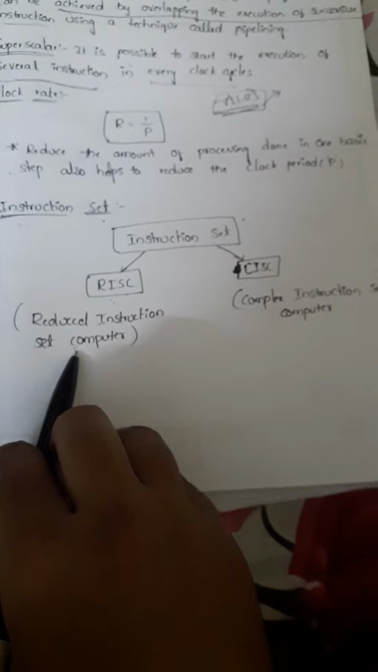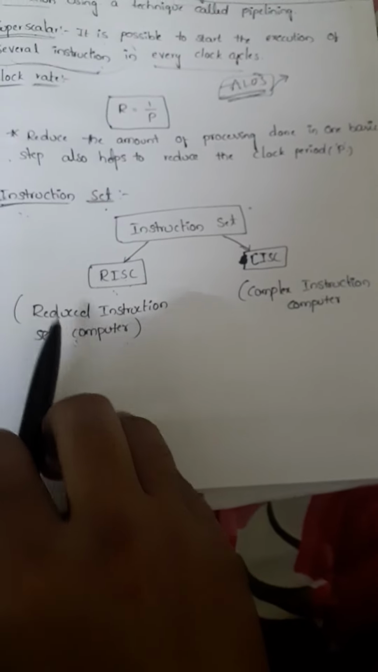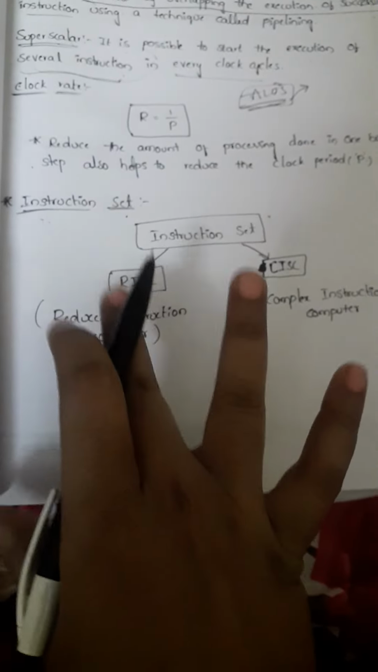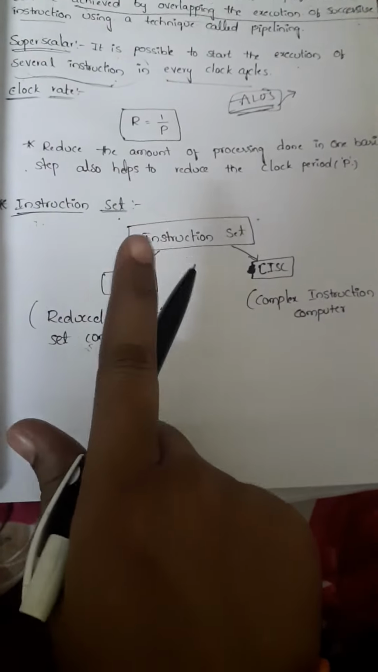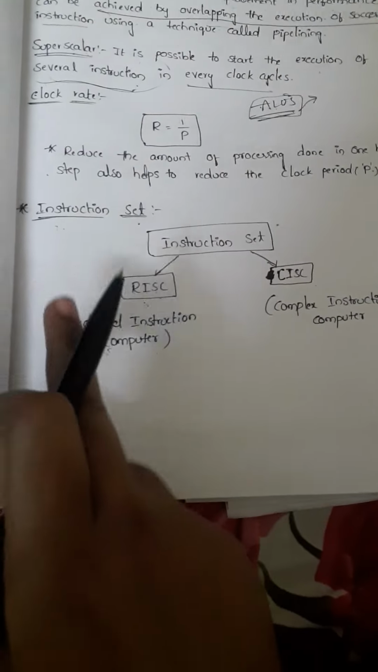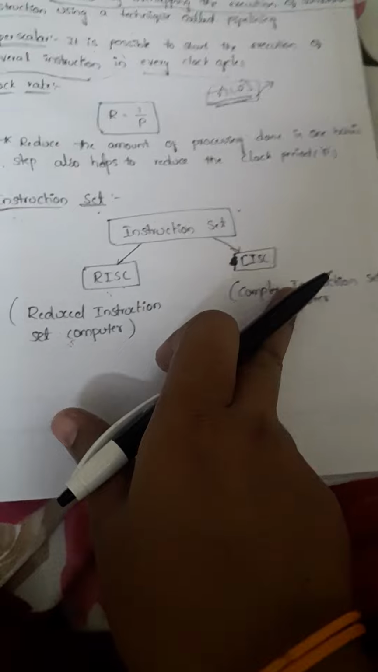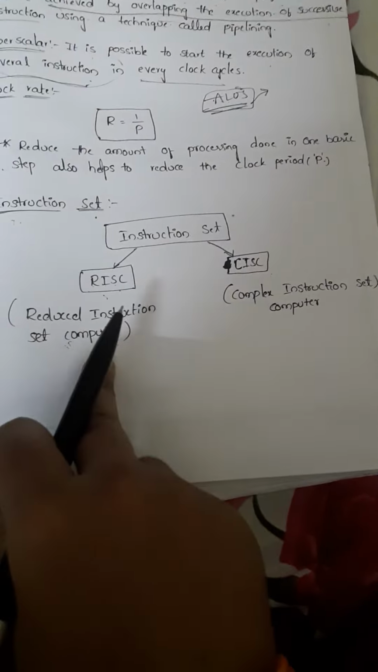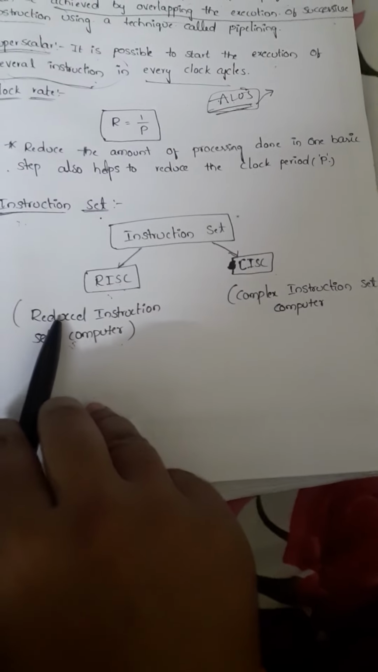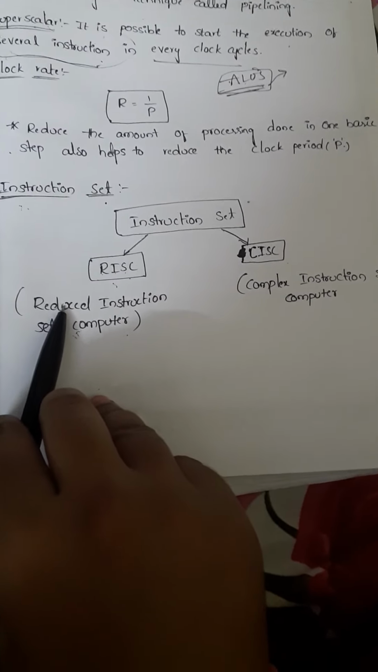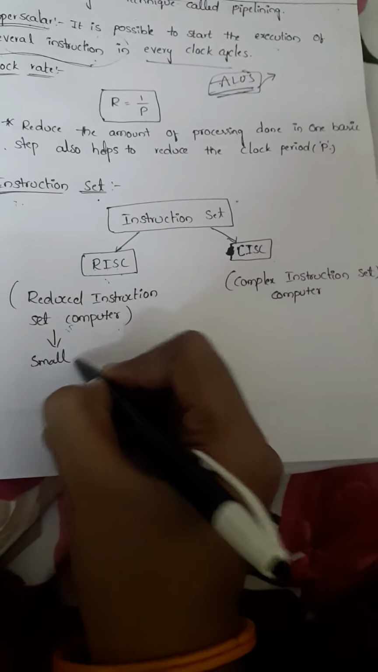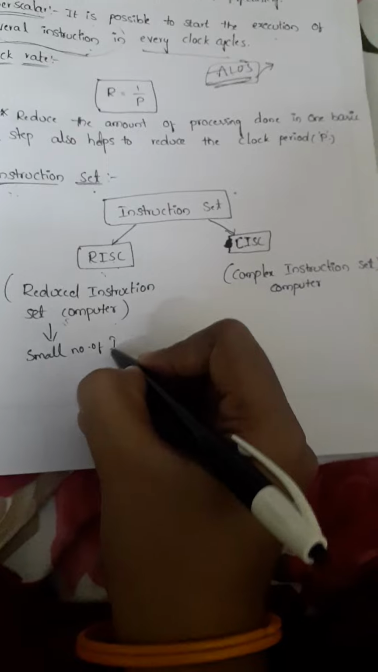Reduced instruction set computer consists of a small number of instructions. Why are we using the instruction set here? For achieving better performance. With the help of RISC and CISC, we achieve better performance in the instruction set. So this instruction set consists of a small number of instructions.